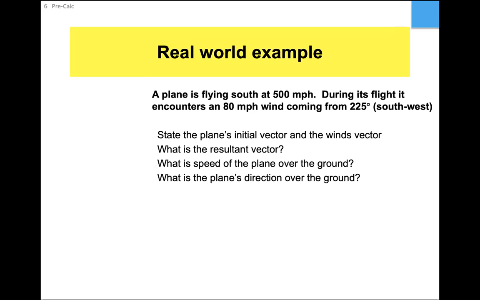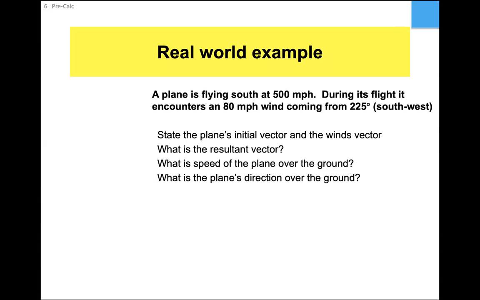All right, so here's the one example that I picked. I picked the airplane one because of the winds. The winds are what usually cause students problems. So the basic scenario is you've got a plane flying to the south. South is not 180 degrees. South is 270 degrees. All right, so the plane is flying south at 500 miles an hour, and during the flight, it encounters an 80-mile-an-hour wind coming from 225 degrees, or coming from the southwest.